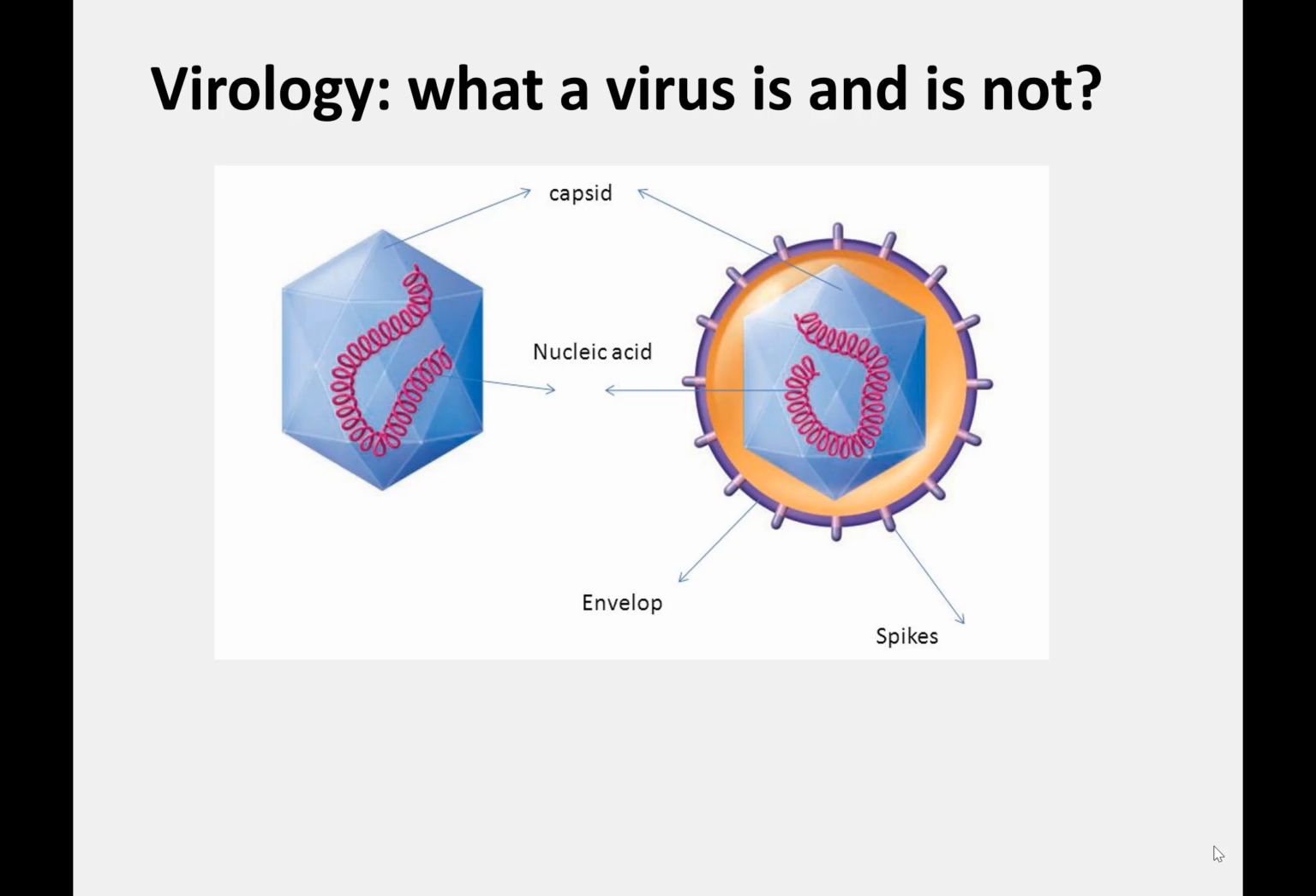Okay, so we're going to continue talking about what a virus is and what a virus is not. We went over that a basic virus has a capsid protein shell and some kind of nucleic acid, DNA or RNA, as its genetic material. And some viruses have an envelope around them, which is normally part of the cell plasma membrane, but it can be ER or Golgi membrane, but basically a phospholipid bilayer.